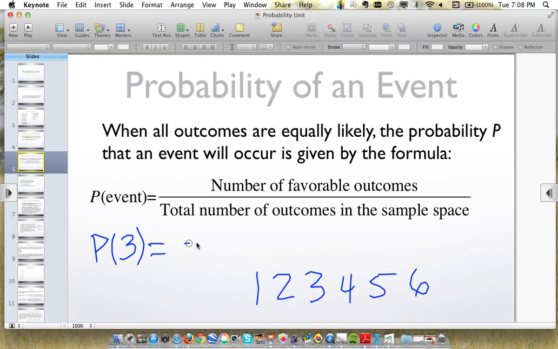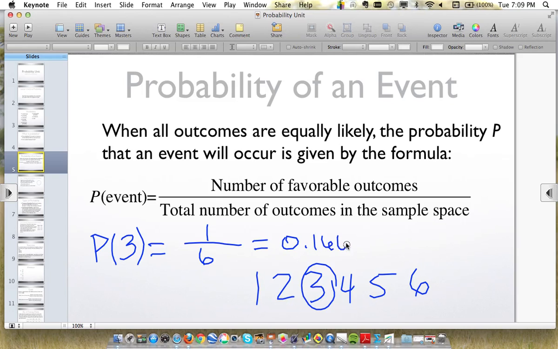Now, the total number of outcomes in the sample space, well, there's 6 possible outcomes, 6 different numbers that I could roll. I want to know what's the probability of rolling a 3. Well, there's only one 3, so that means there is one outcome that is favorable to the event. Okay? So then, write that as a fraction. Fraction is probably the most common way of writing probability. But you can also write this as a decimal or as a percent.